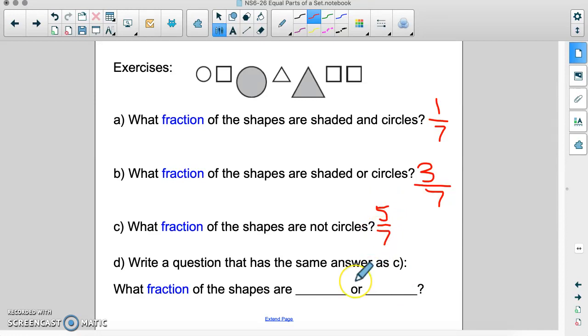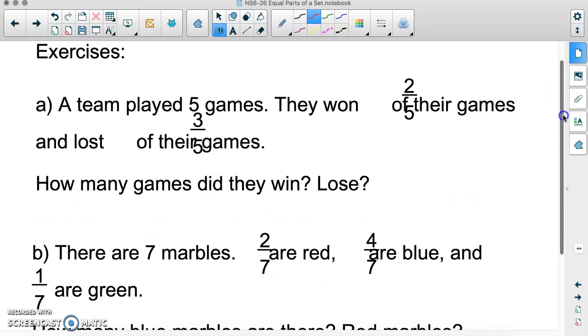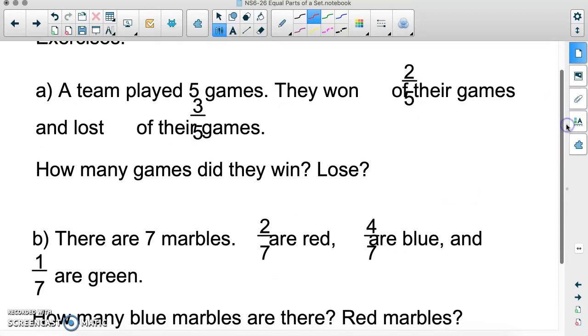And for D, it says write a question that has the same answers as C. So what fraction of the shapes are blank or blank? You could have gotten what fraction of the shapes are triangles, or I'm just going to draw the picture because it's quicker, squares. I apologize how this came out on the screen, but there's no way for me to fix it.